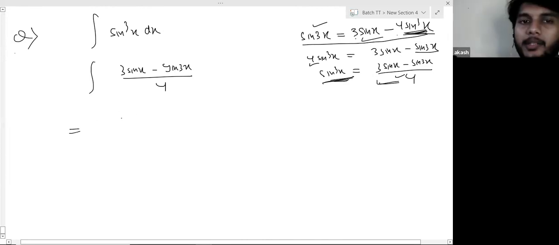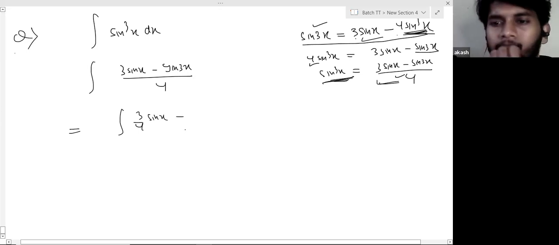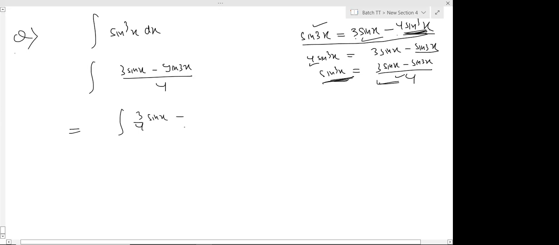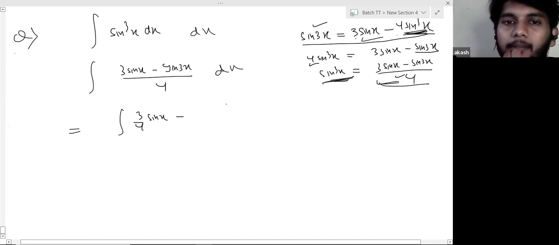So now we can break down this integration. Like, 3 by 4. In this equation, we just have to substitute it with cos. Sin cube x equals (3 sin x minus sin 3x) by 4. Yes, you just have to use this formula. Then you can integrate and you'll get the answer.